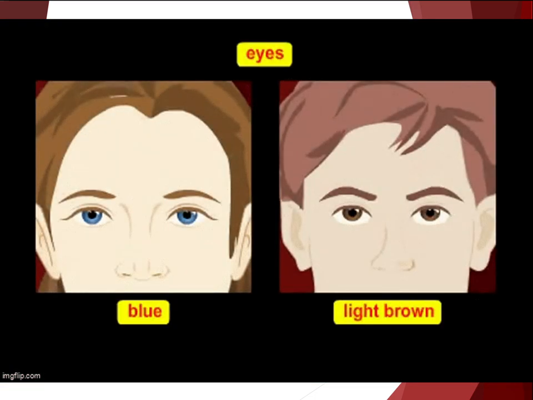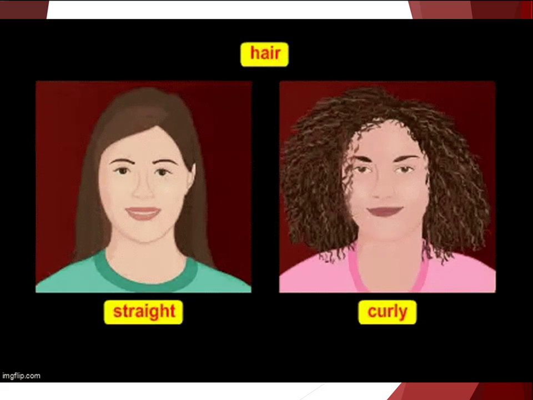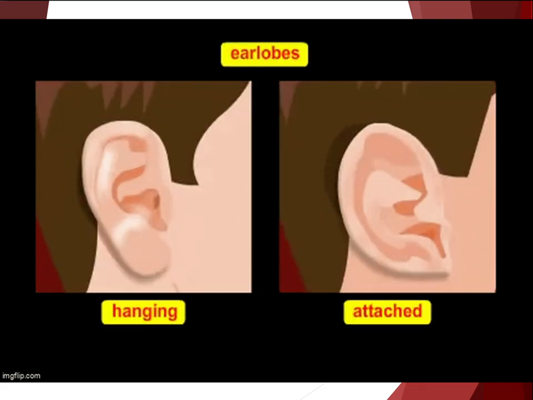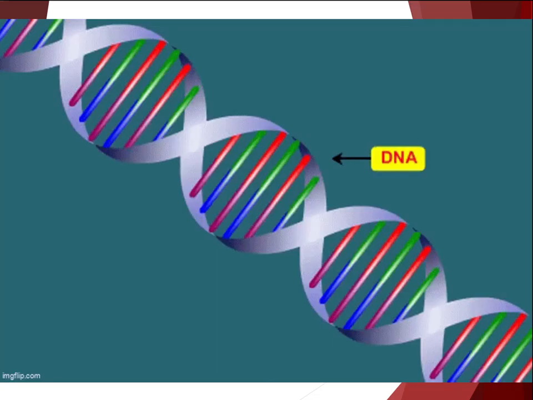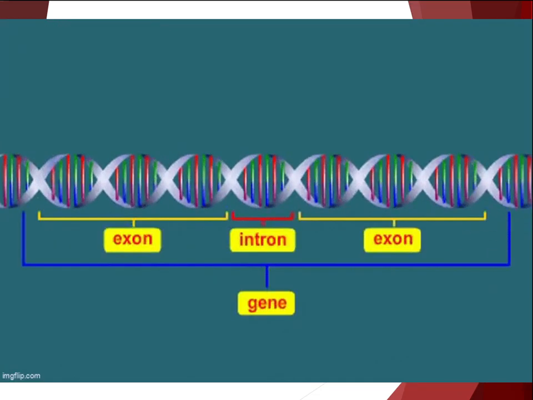A dog has a total of 78. And a particular fern, the adder's tongue fern, has a total of 1,260.